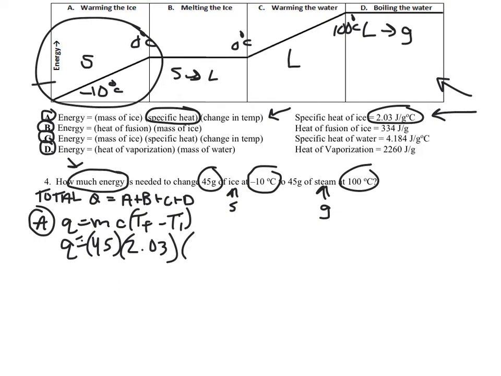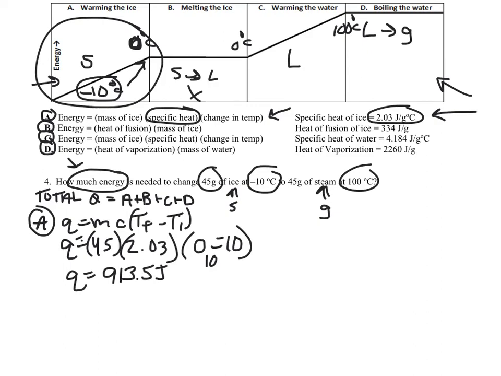Now remember, in box A here, you started at negative 10 and you go up to 0 degrees Celsius. Because once you hit 0 degrees, you're going to end up in a new box, like box B. So that means your final temperature in this phase is 0, and your starting temperature was negative 10. So you take 0 minus a negative 10, which, remember, 2 negatives make a positive. That's really like positive 10. So when I multiply all those 3 numbers out, 45 times 2.03 times 10, you end up with 913.5 joules. All right? So that's my energy for part A.